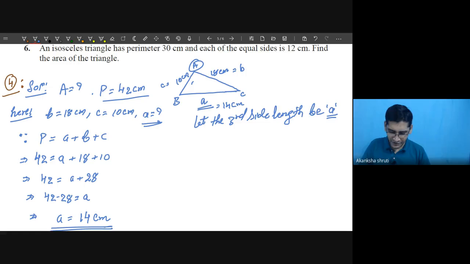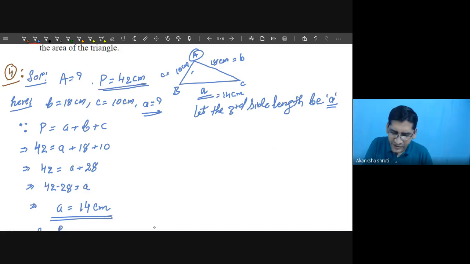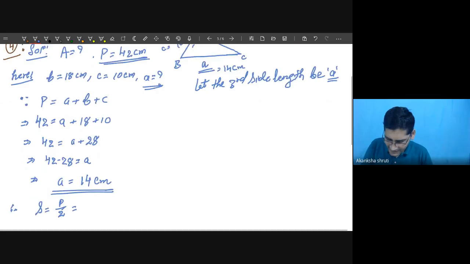Now we have put it there. Therefore, after knowing this a, b, c, what is the semiperimeter? Semiperimeter is P by 2. So P is already given as 42. So you can directly substitute the 42 by 2. It is 21 centimeter.